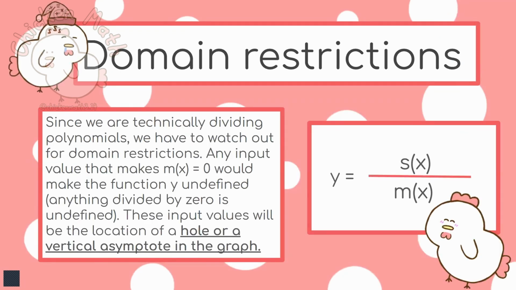So there are going to be some domain restrictions when dividing polynomials. Obviously, when m of x in this scenario is equal to 0, this will make the function y undefined. And the input values that make m of x 0 are going to be values where there's a location of a hole or a vertical asymptote in the graph.